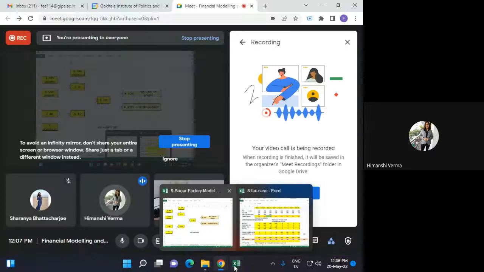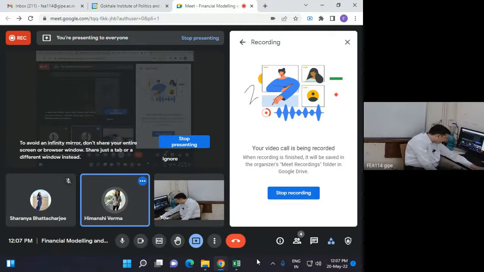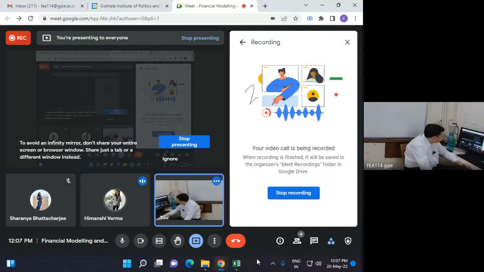So are we left with anything else in the modeling section? Like we completed this project right now. Will we be doing anything else? Yeah, there is one more case, which is on valuation of a company. That is one we want to do. So in the next class, or maybe the class after that, we will finish that case.